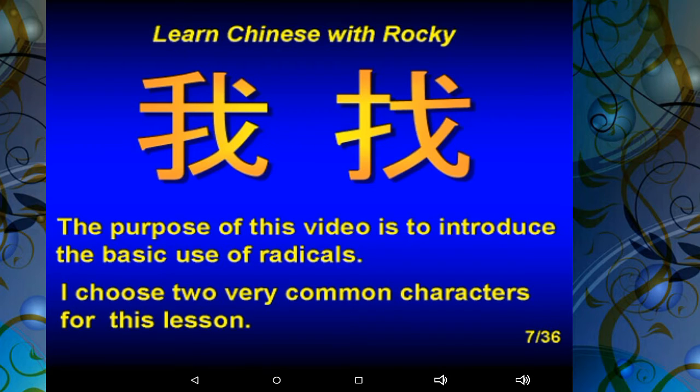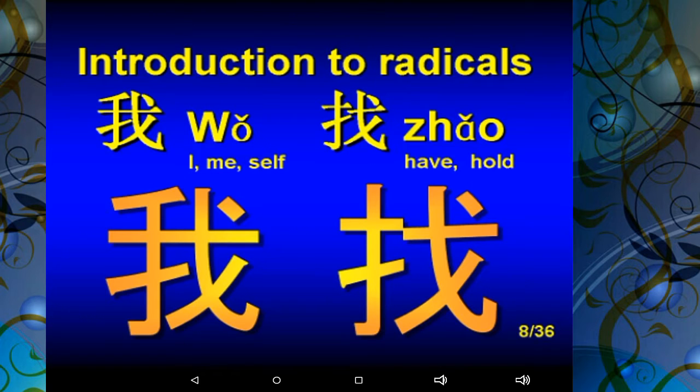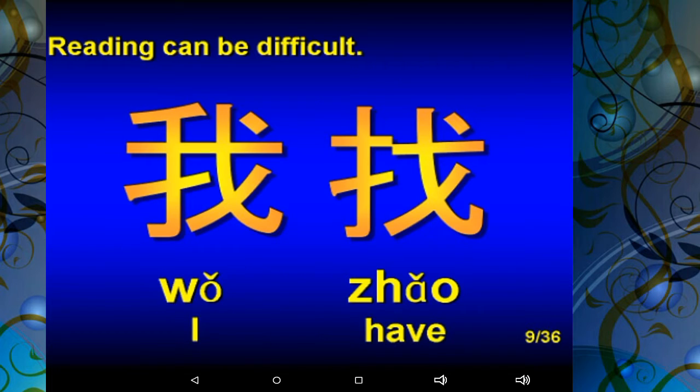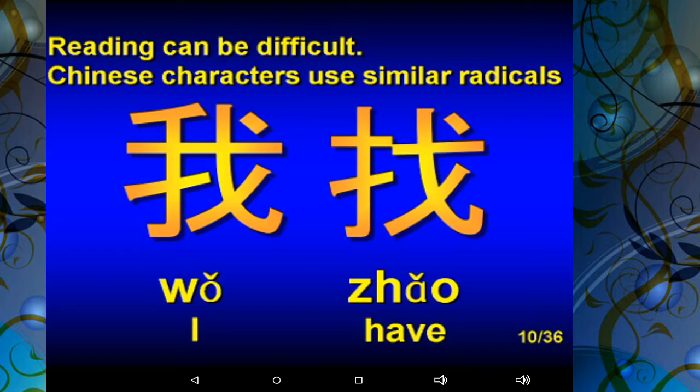The purpose of this video is to introduce the basic use of radicals. And for this video, I chose two very common characters for this lesson. The two characters that we'll be looking at are the character Wo and the character Zhou. Sometimes reading can be very difficult. This is because Chinese characters use singular radicals.